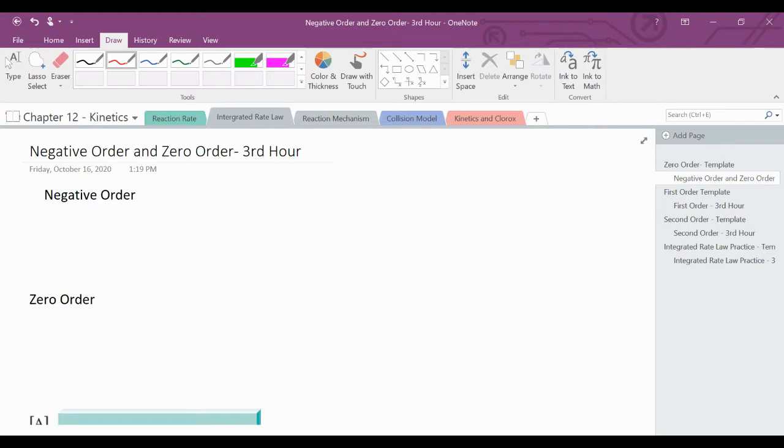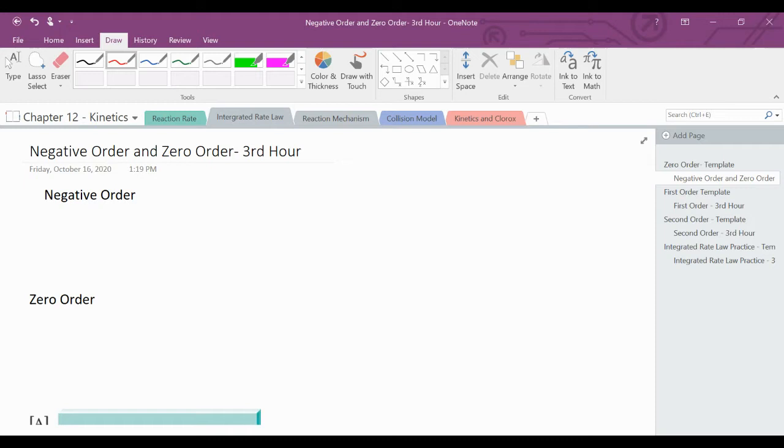And we're going to use that graph to derive the integrated rate law equation. And then we're going to use our integrated rate law equation to derive our half-life equation. And we're also going to talk about the units for the K value for each order of reaction. And remember that K is the rate constant.